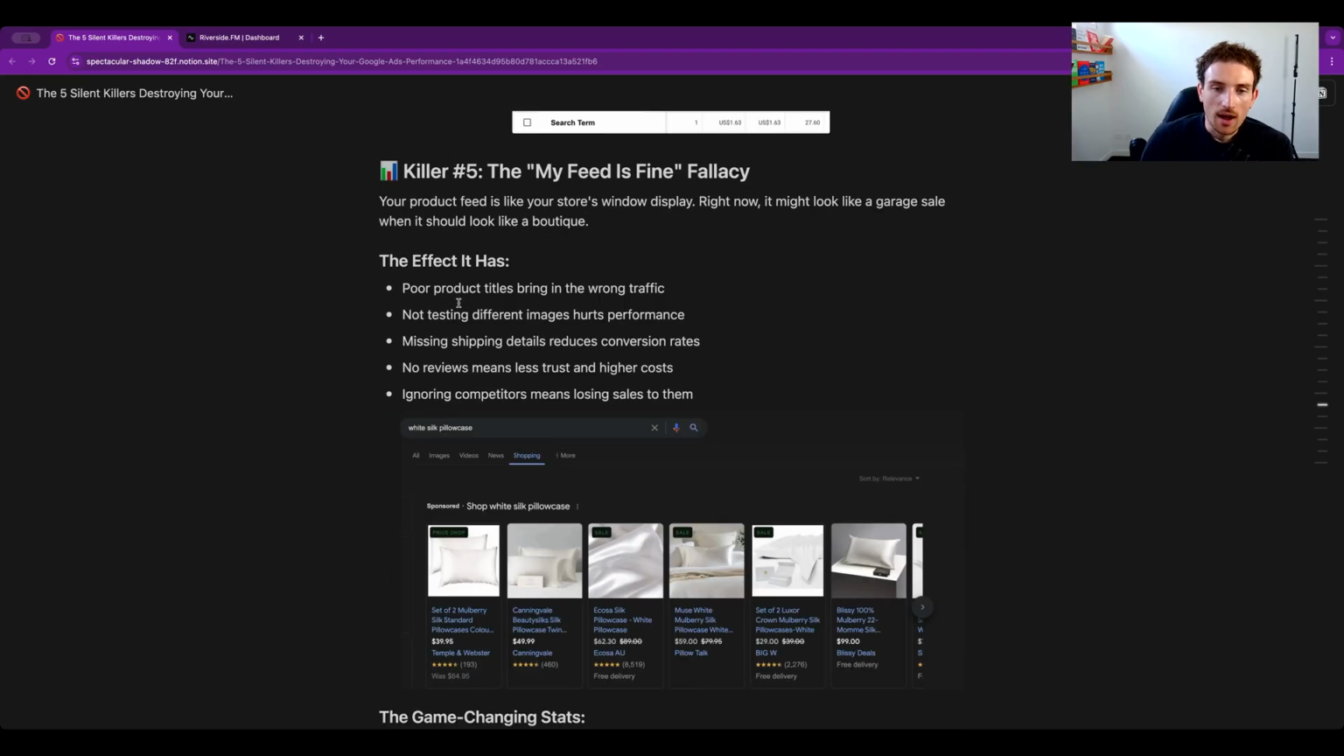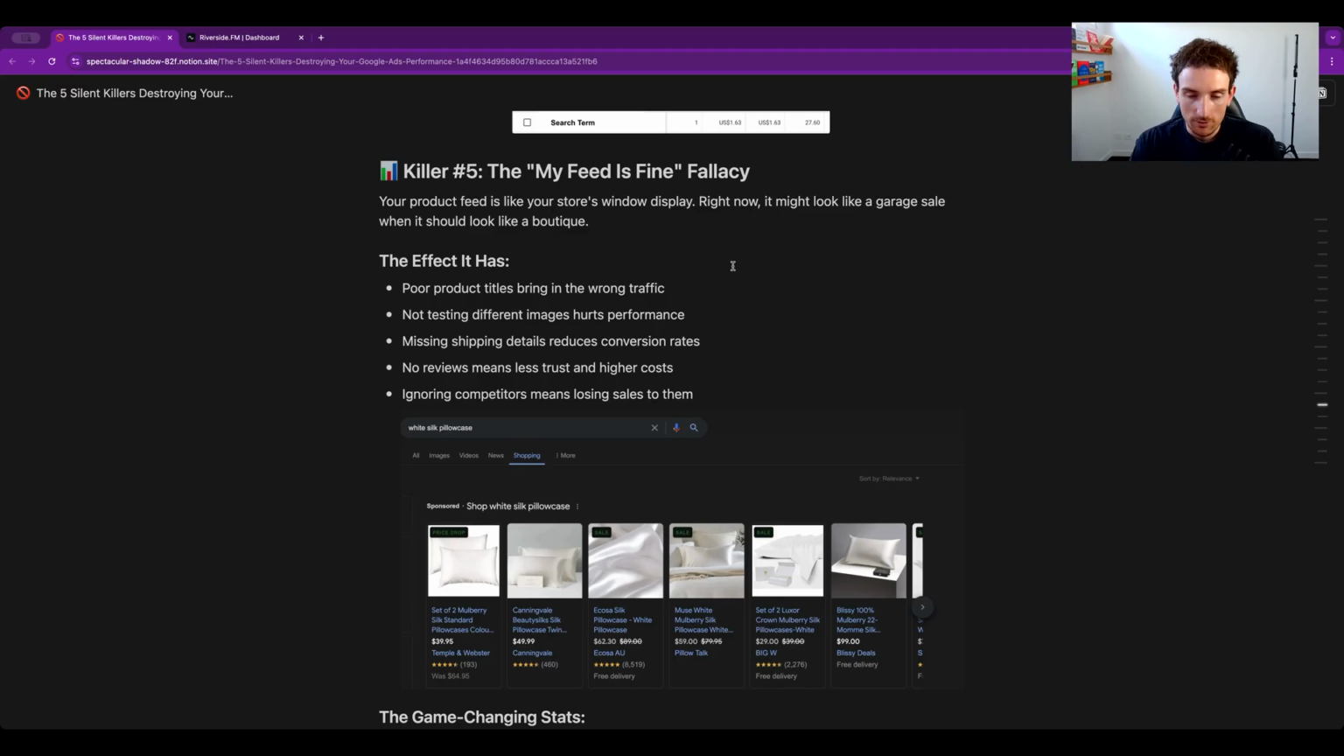Now, Killer 5. This is something that everyone talks about, and I'm not sure people understand how important it is and how much of a drastic impact this can have on your performance. And if you're not sure what a product feed is, it's just essentially all the attributes that you send to Google to tell them what your products are. So essentially your product titles, your product images, your pricing, it just grabs all the data from your website, and that's called your product feed.